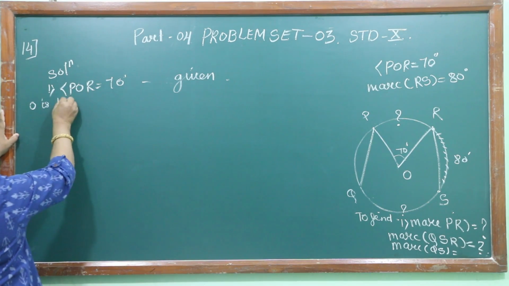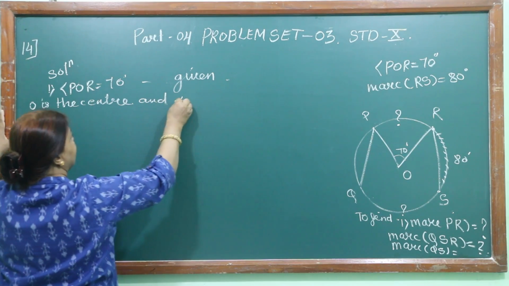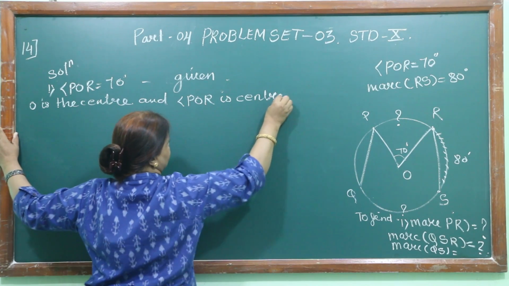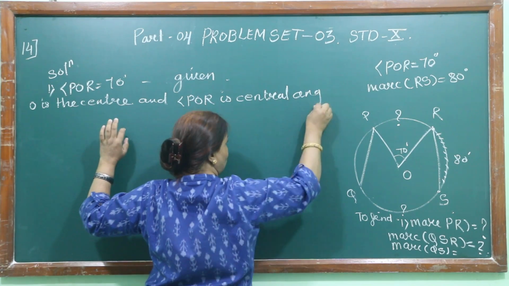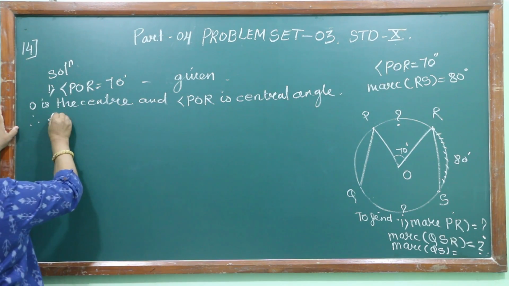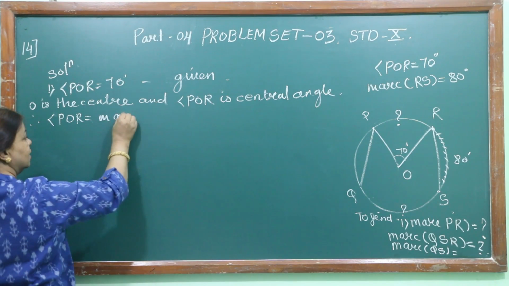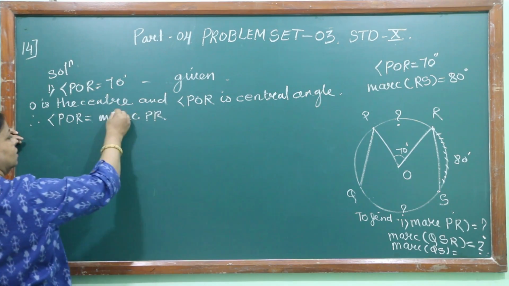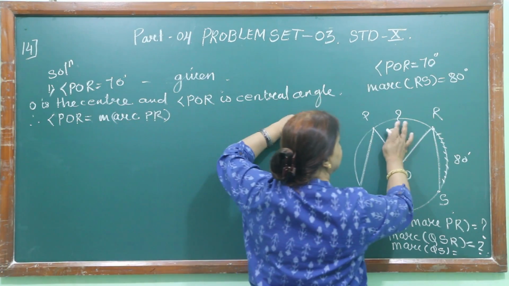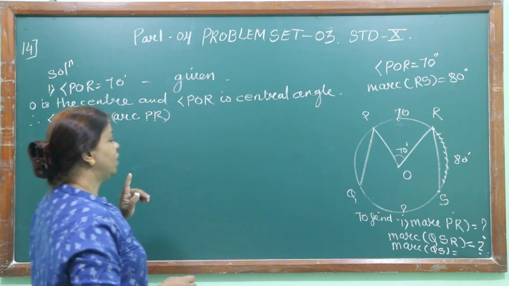O is the center and angle POR is a central angle, and therefore angle POR is going to be equal to the measure of arc PR. So the measure of arc PR will be equal to the central angle. By the central angle theorem, this will also be 70 degrees. Now, what is given next?